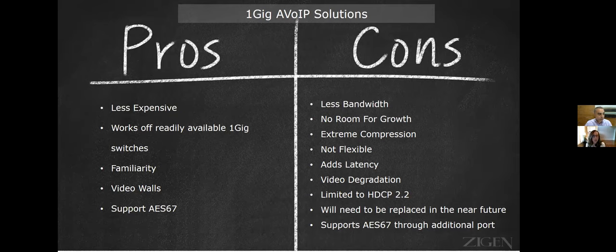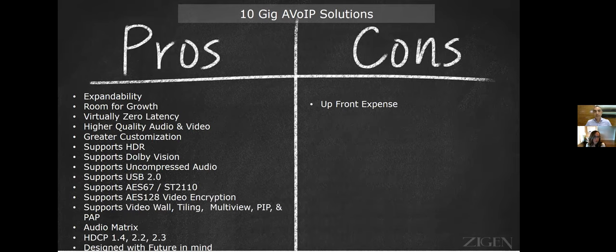Okay. Well, let's look at the 10 gig solution. Yeah, and I also want to point out that AES support is going to require an additional port. So we have to keep in mind that you're burning up a port on your switch to be able to inject any sort of AES. And when we talk about AES, most 1 gig solutions, 99% of them, will limit you to Dante, the most common one in the industry. It's one flavor.